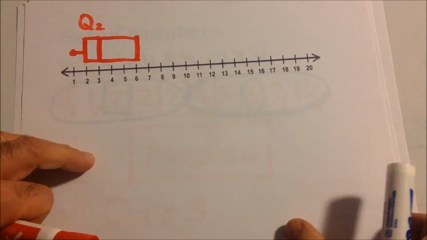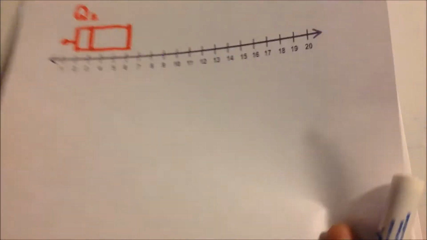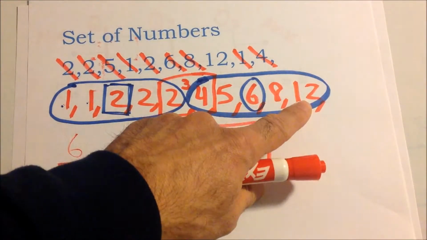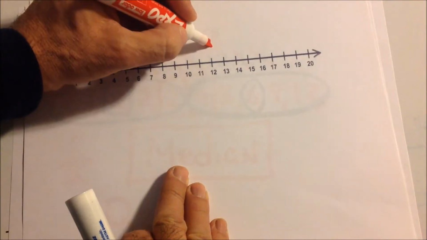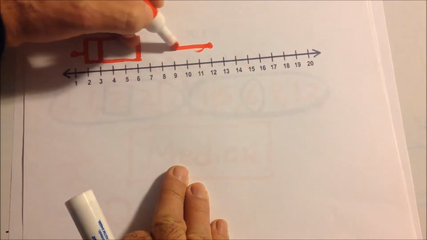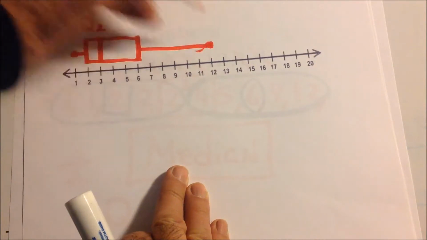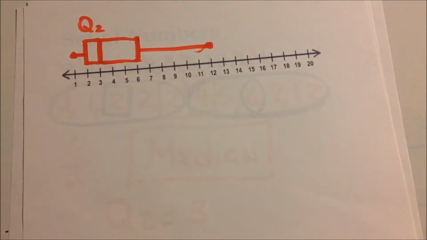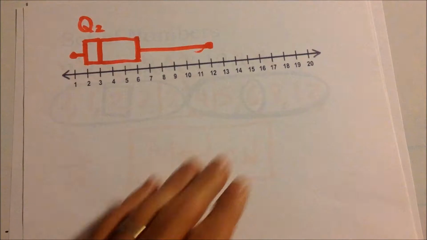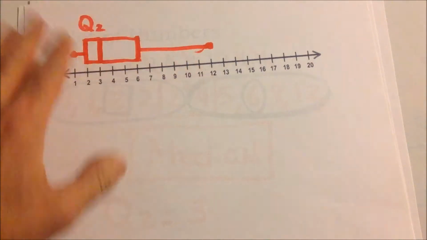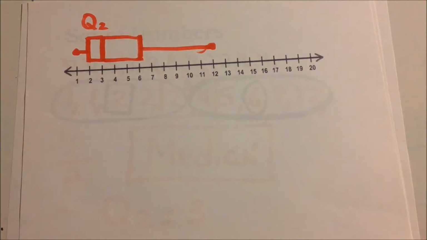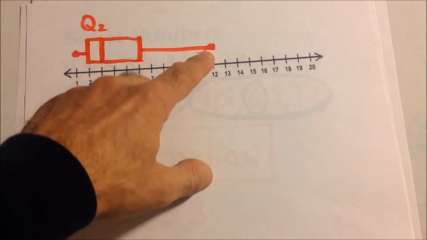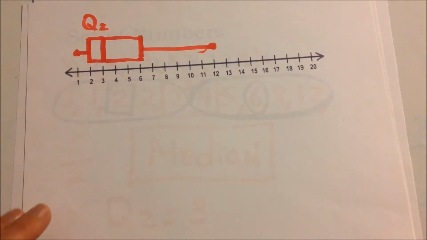And to finish it off, we need our upper extreme, or the maximum number, which is 12. So I'll make a whisker there, all the way at 12. And there we go. We just made our box and whisker. And here you can see something. It seems like all the numbers are kind of clustered in this area, and this 12 seems to be away from all the numbers. That's an outlier, and I'll talk about that soon.